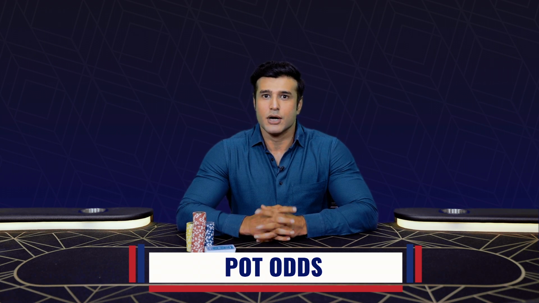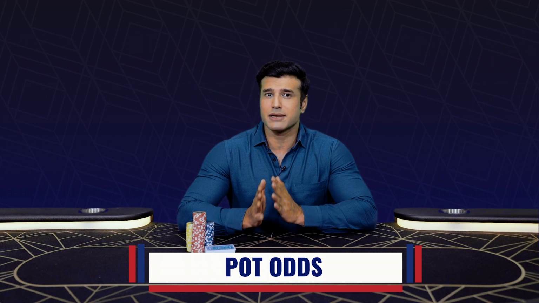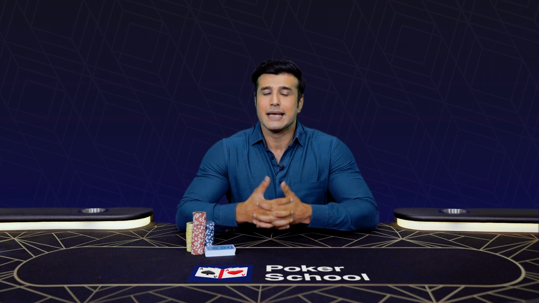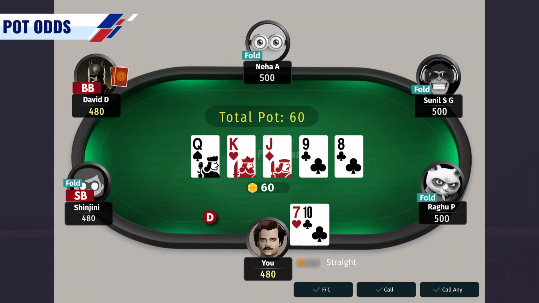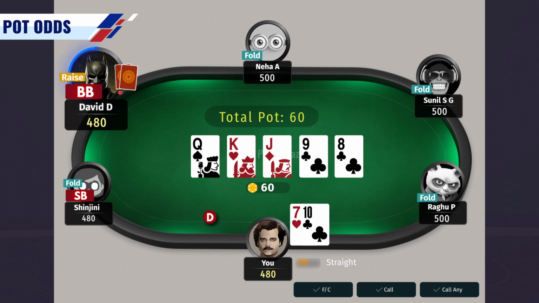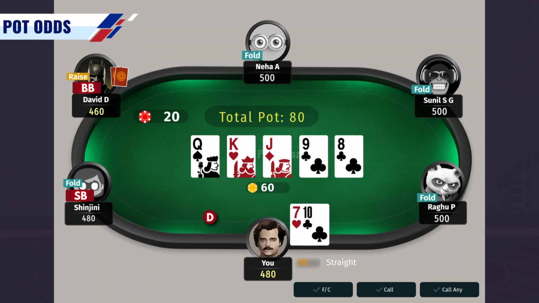To determine the pot odds that are available to you, you need to simply divide the amount you need to call by the amount of money in the pot. For example, if there are 60 chips in the pot and your opponent bets 20 chips on the river, you have to pay 20 chips to win a pot of 60 plus 20 chips, which is 80 chips. Here, your pot odds are simply 80 to 20 or 4 to 1.